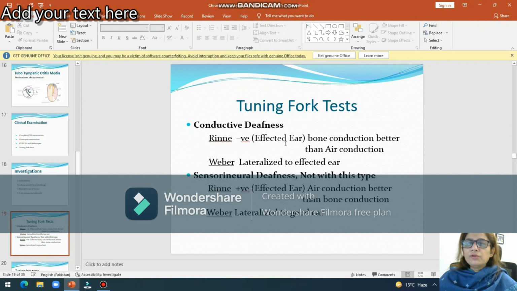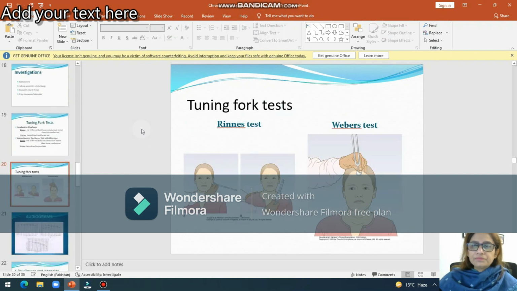So these are the tuning fork tests we have discussed. Rinne's will be negative, bone conduction will be better than air conduction. In the Weber test, the patient will hear better, and Weber will be lateralized towards the affected ear. In cases of sensorineural deafness, Rinne's will be positive and Weber will be lateralized towards the opposite ear. But in this case, we will see conductive hearing loss.